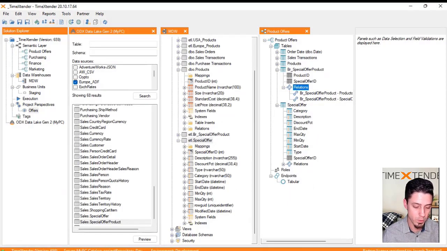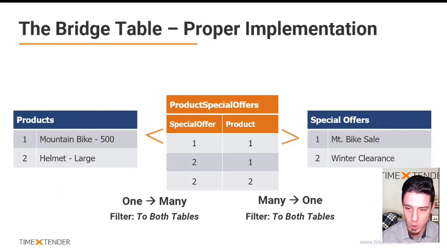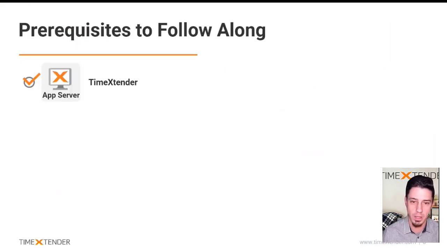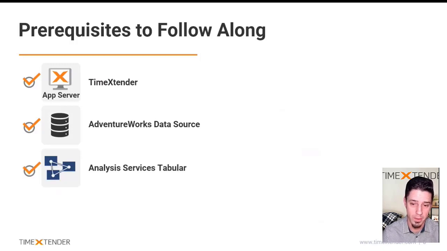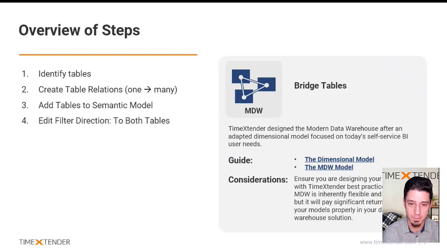And before I do, let's jump into our slides and we can see, if you do want to follow along with me here, what you're going to need. So of course, you're going to need TimeXtender. I am using the AdventureWorks data source. So all the tables I'm mentioning here, you'll be able to find in the AdventureWorks data source, and you can connect to that as a data source, pull those tables in and start working. I'm working with sales order detail, the products table, and then the special offer and special offer products table that you saw there. I'm also using Analysis Services Tabular and Power BI Desktop.